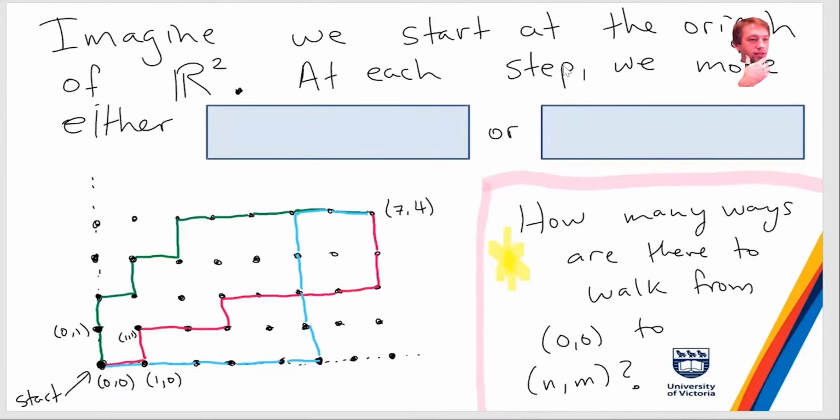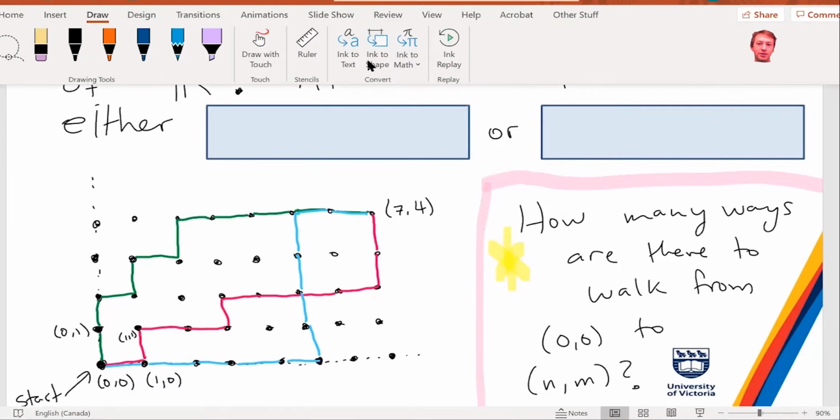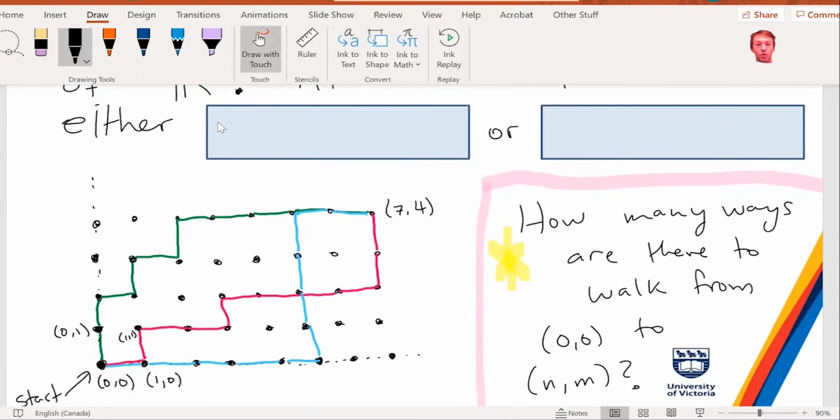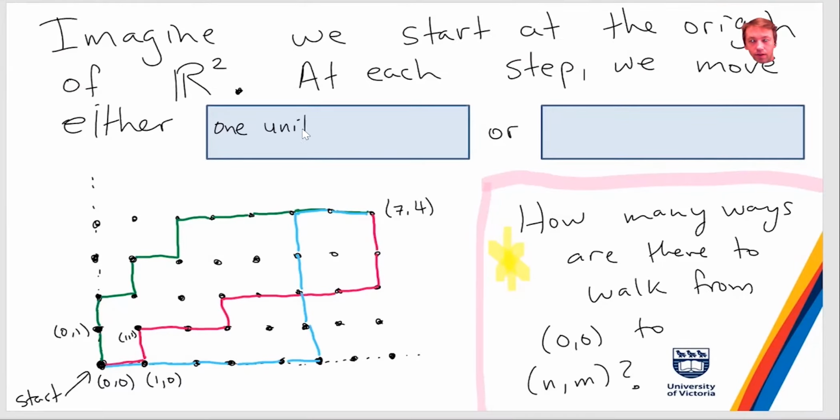Okay. Here's another cute application of binomial coefficients. I want to count different ways of walking through a grid, essentially, from one point to another. So here's the setup. I start at the origin, and the rule is, at each step, what you're allowed to do is move either 1 unit up or 1 unit to the right.